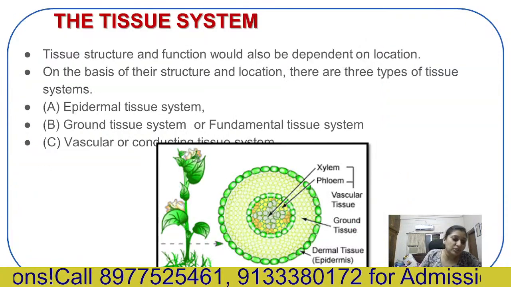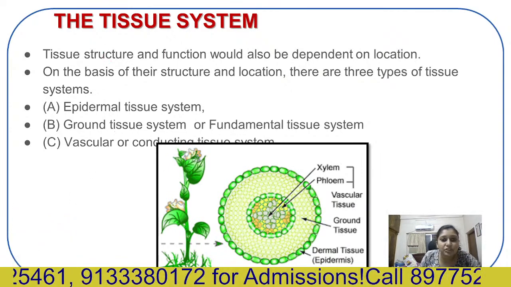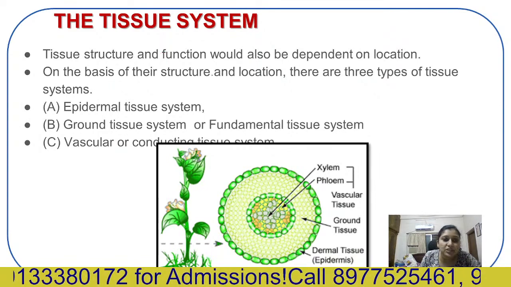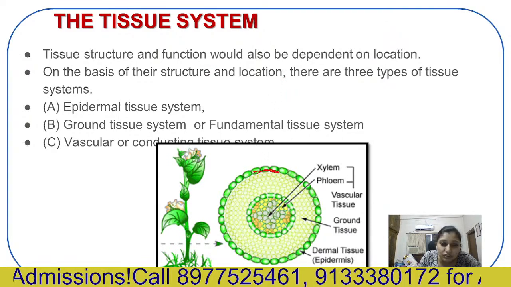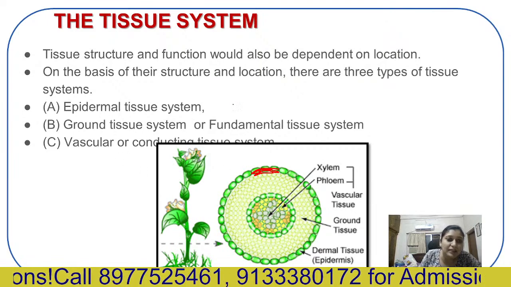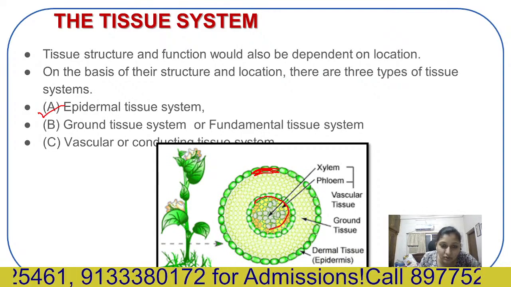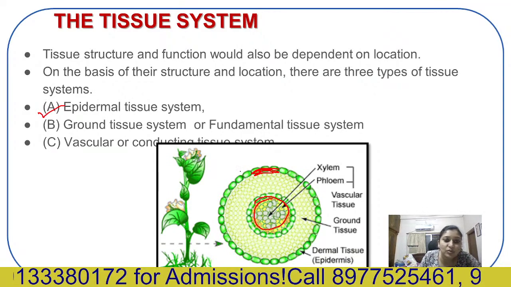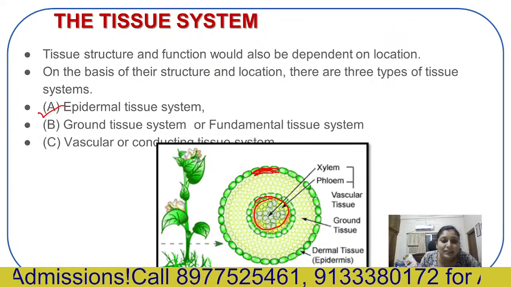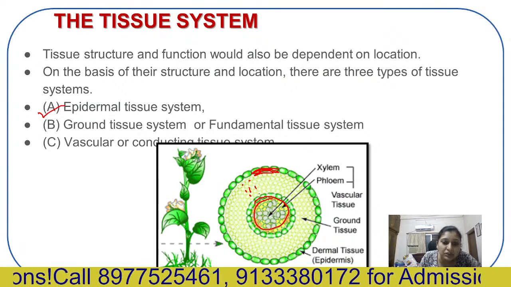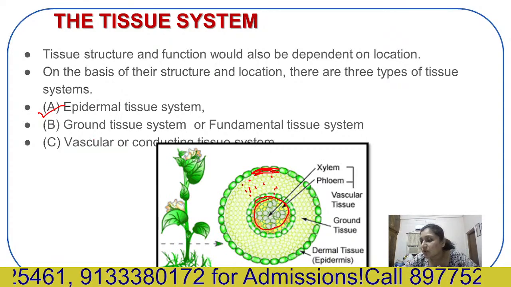Then it is about the tissue system. Tissue structure and function are also dependent on the location. On the basis of structure and location, there are three types of tissue. The outermost layer is known as epidermal tissue, and the innermost is the vascular or conduction tissue. Whatever tissue is present in between the vascular bundle and epidermal tissue is part of the ground tissue or fundamental tissue system.